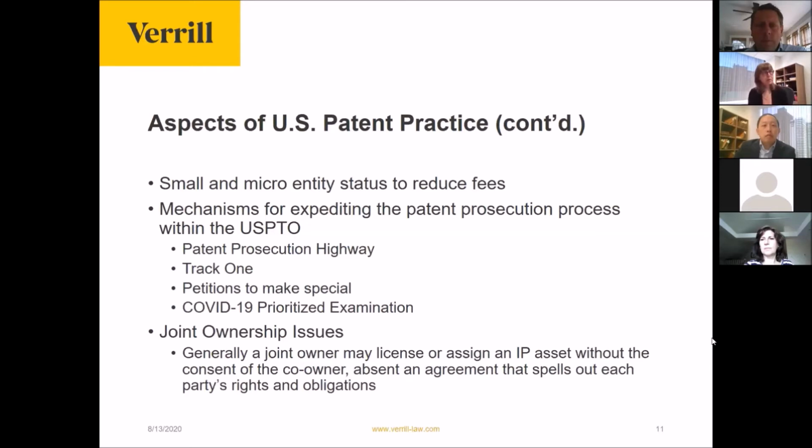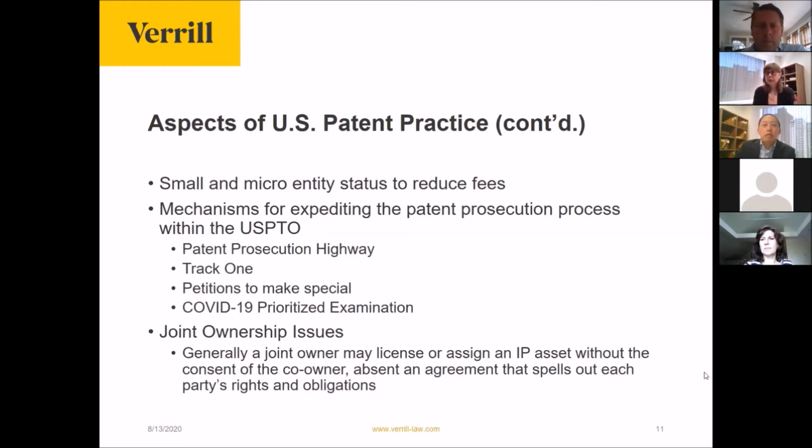There are some other programs to expedite prosecution. Another one that's often used is called Track 1. You can file a petition for prioritized examination as long as the application has no more than 4 independent claims in total, 30 claims total. There is a fairly high fee for that, $4,000 US for large entities. That can be reduced for small entities and micro entities. And there are some other opportunities to file petitions to make special for some technologies and for inventors over 65 years old or in ill health.